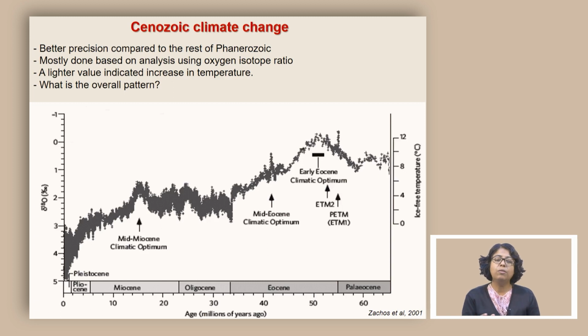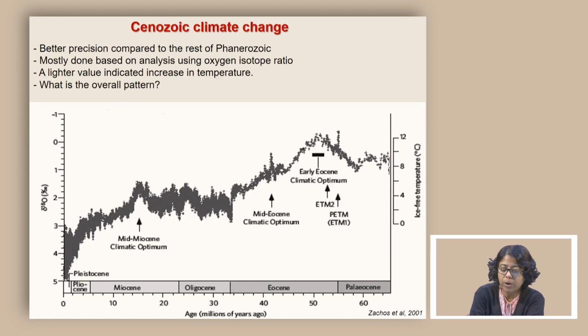Now, using all of this understanding, let us look at the Cenozoic climate change. We look at the Cenozoic because we have much better precision compared to the rest of the Phanerozoic. It is mostly done using the analysis of oxygen isotope ratios of marine organisms, so that we understand the changes in marine temperature better. As we know, a lighter value indicates an increase in temperature.